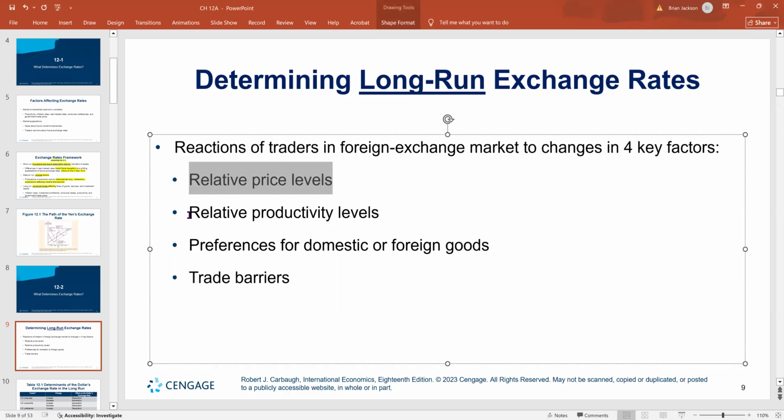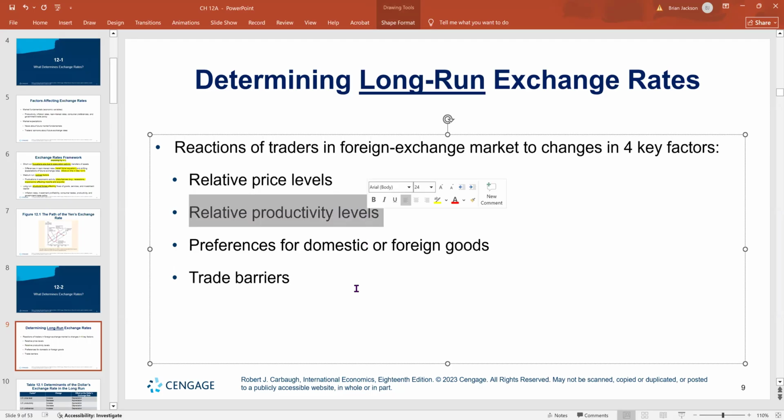Is the CPI growing faster in the United States than in Japan? If it is, then that's going to affect the exchange rate over time between the dollar and the yen. Relative productivity levels. Are workers in the United States becoming more or less productive than workers in Japan? That also will affect the exchange rate.